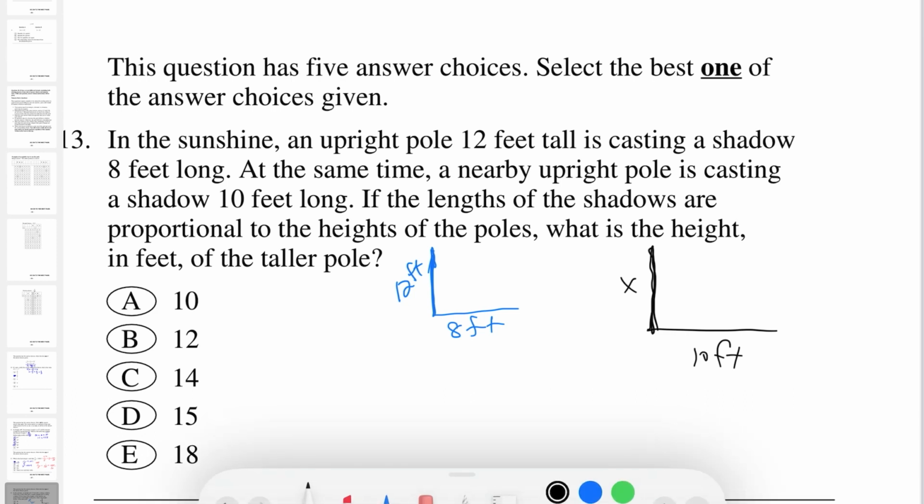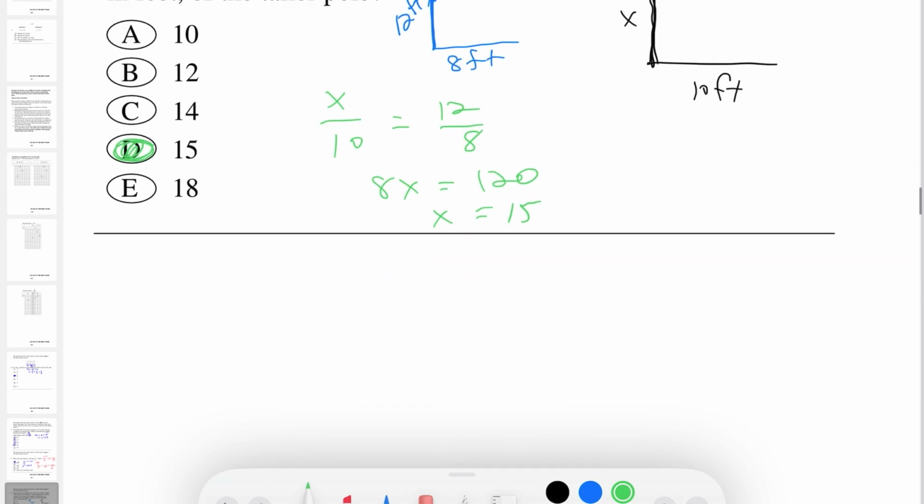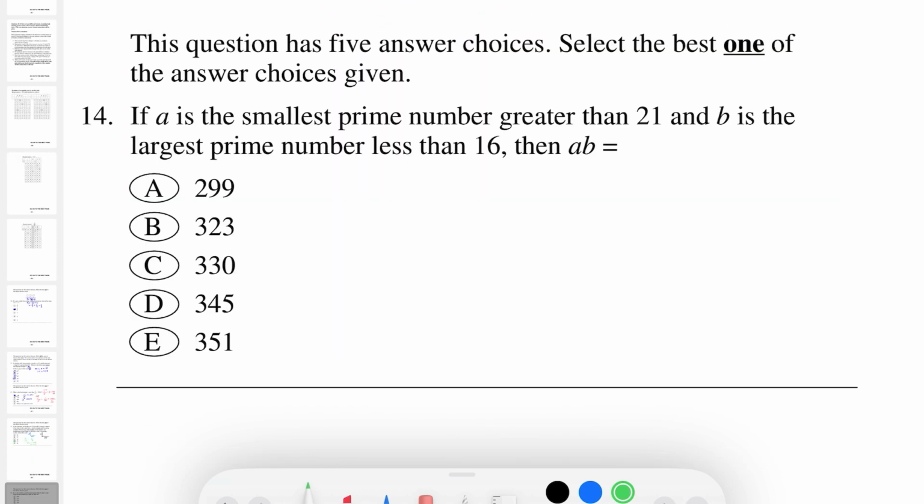If the lengths of the shadows are proportional to the heights of the poles, what's the height in feet of the taller pole? So this is just a simple proportion I'm going to set up. X over 10 equals 12 over 8. 8x equals 120, and x equals 15, so our answer is D. Pretty straightforward.